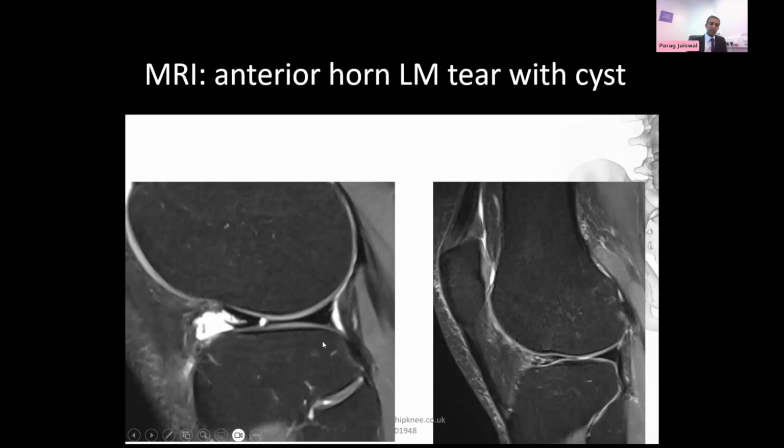So the one here on the left was initially, you can see this is the anterior horn of the lateral meniscus with a large horizontal tear, and a radial component here as well. And this is associated with a parameniscal cyst. So obviously, having counseled appropriately and determining that she wanted to return back to high impact activities, we agreed to do an arthroscopic meniscal repair, which I duly did.